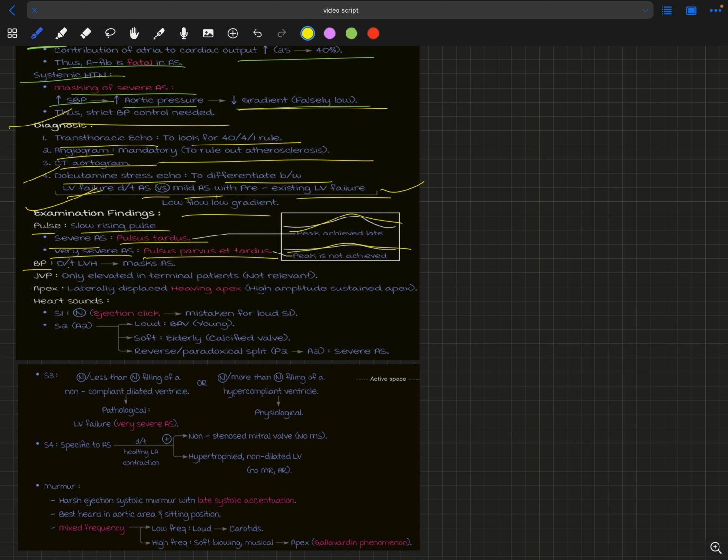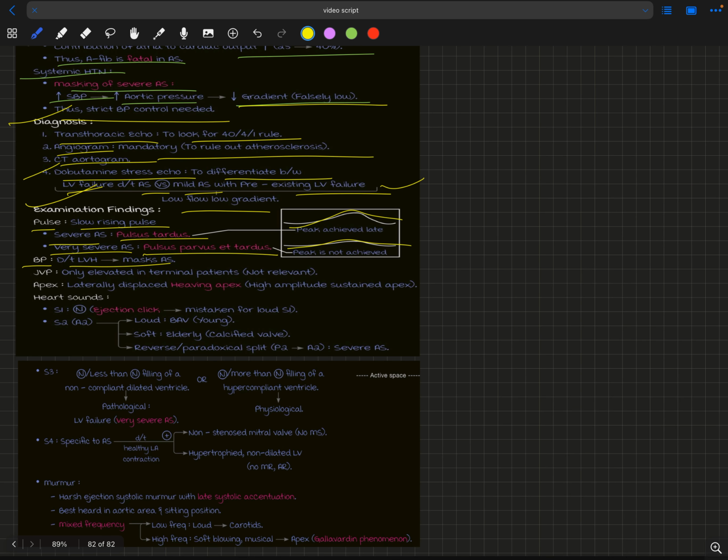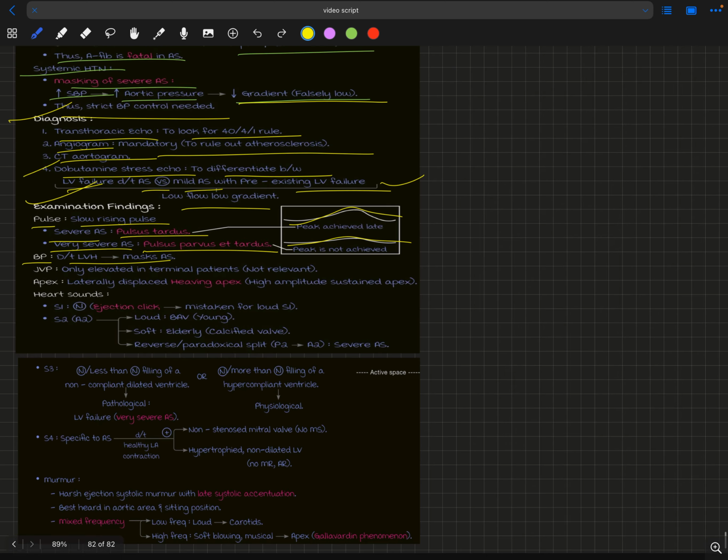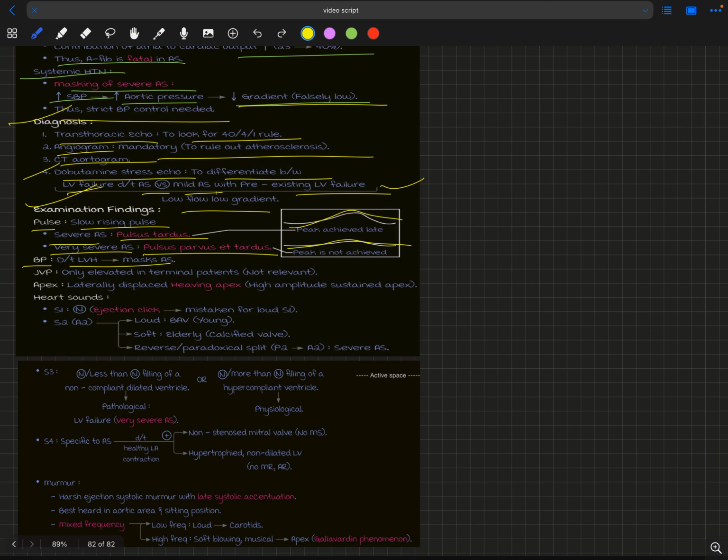BP: due to left ventricular hypertrophy. In aortic stenosis the systolic blood pressure is decreased because of the left ventricular outflow tract obstruction, and the diastolic blood pressure is normal. JVP is only elevated in terminal patients, it is not relevant, as JVP is mostly a right heart finding. And the apex is laterally displaced. A high amplitude, well sustained apex is called a heaving apex in case of aortic stenosis.